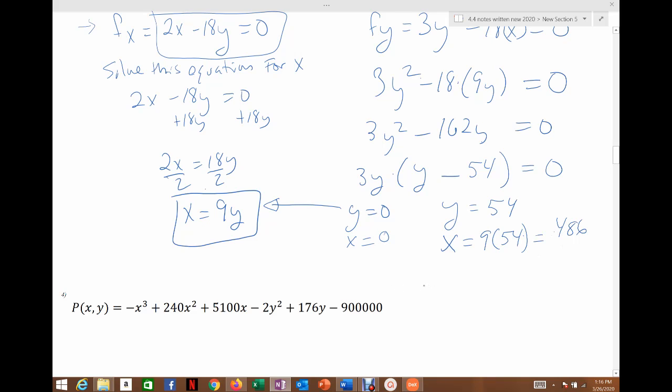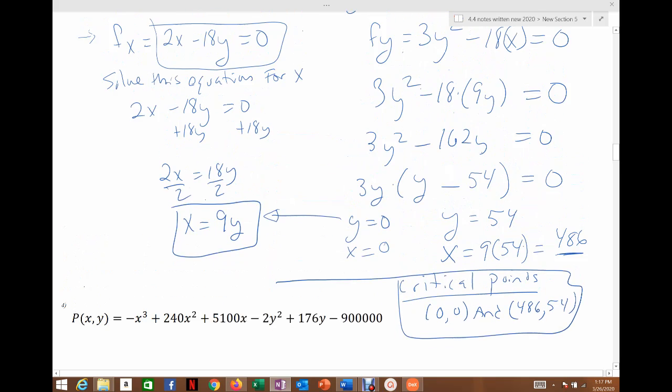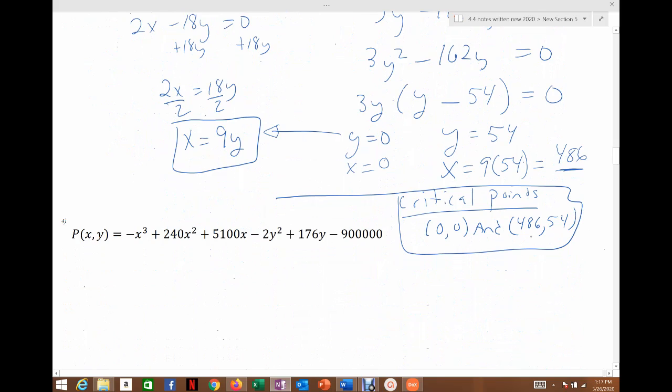Which means I've got 2 critical points. I've got one critical point at x is 0, y is 0, and then another critical point. Make sure you're careful: 486 is my x value, 54 is my y value. And so there are the critical points to this problem. My original function, f of x, y, has critical points at 0, 0 and 486, 54, which might be maximums, they might be minimums. Again, that's the next set of notes, to figure out which case it is.